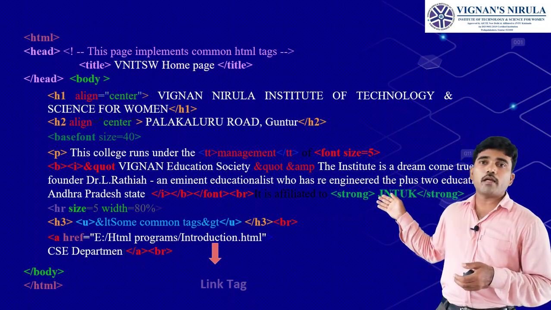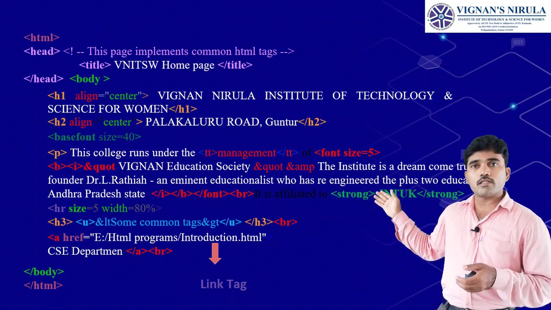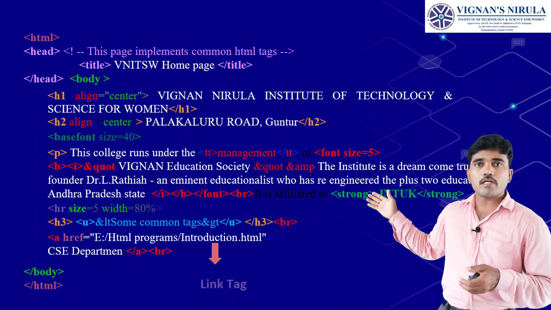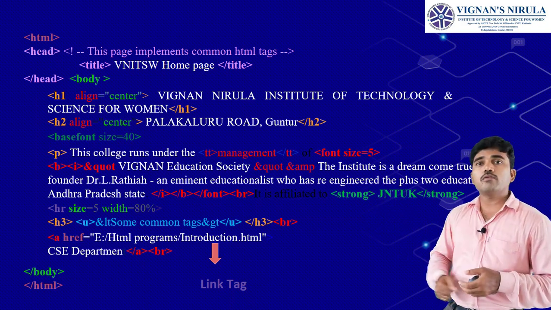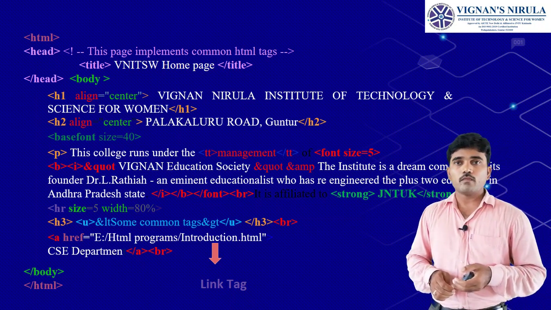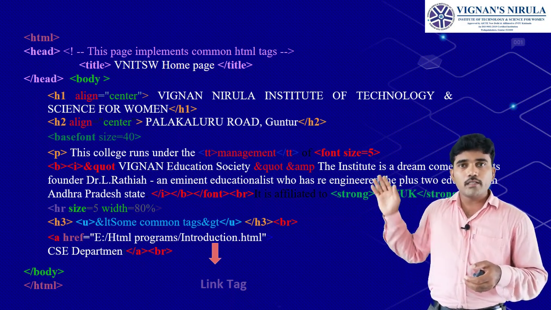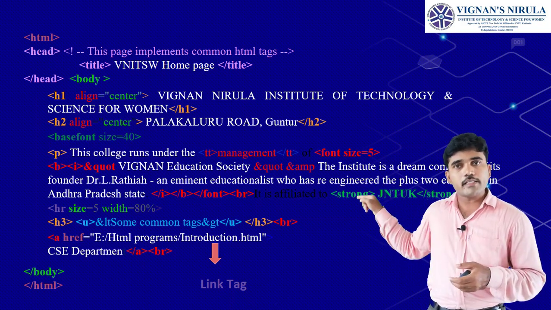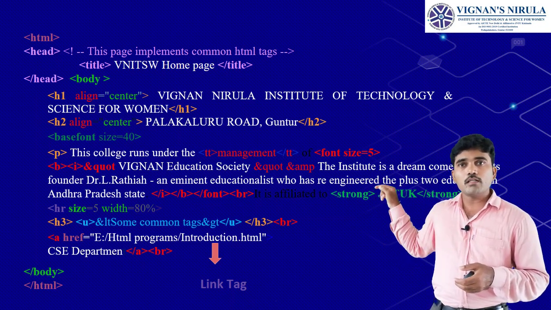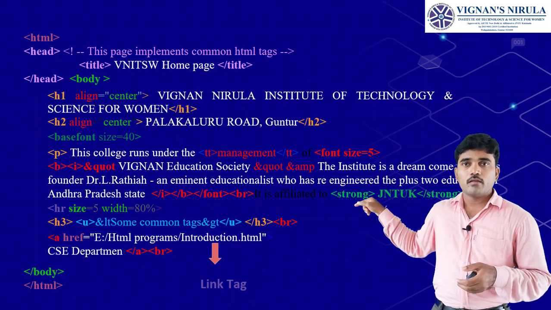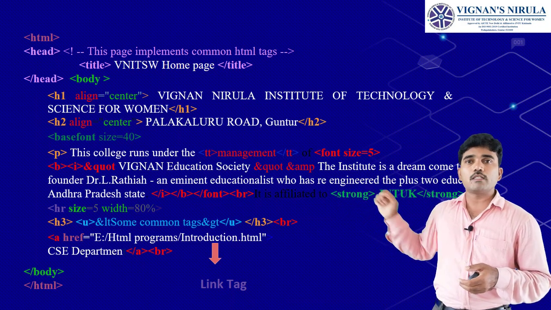It has the attribute href, and the value is /HTML/programs/introduction.html. And see, the content I have used is CSC department. That means the text you have to click to open a web page, that is introduction.html, is CSC department. So if you click on that CSC department text, which web page is displayed? That introduction.html web page is displayed.